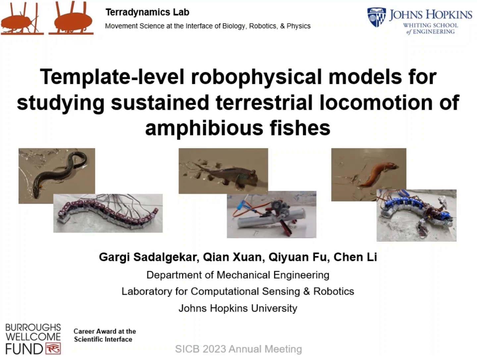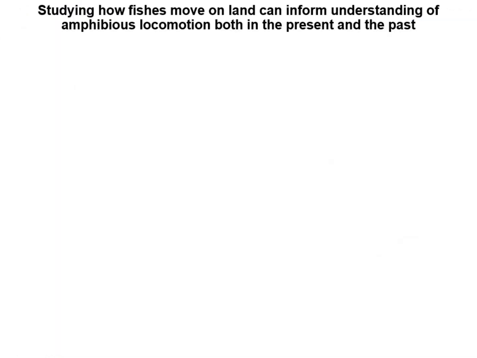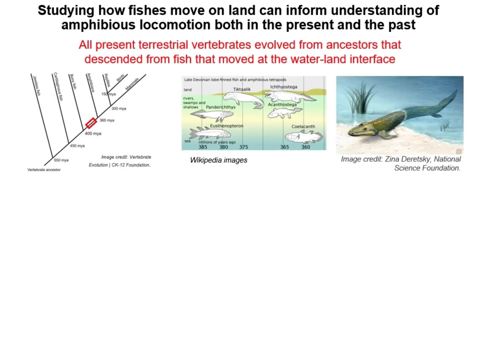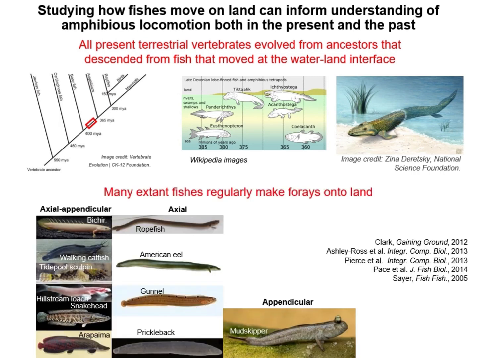My name is Gargi Sublogiger, and I'm here to talk about using template-level robophysical models to study sustained terrestrial locomotion of amphibious fish. Studying how fish move on land can help us to better understand amphibious locomotion, both in the past and the present. And this is relevant because the transition that early fish made onto land is what ultimately led to all terrestrial vertebrates present today, and many existing fish species still make that same transition.